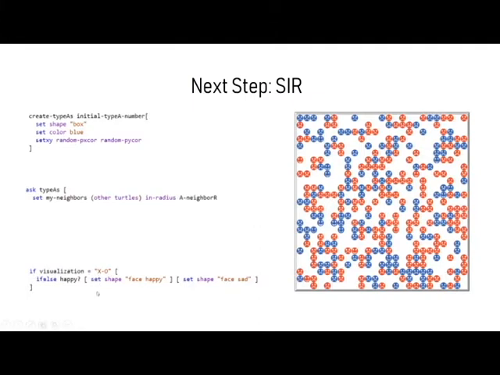And the third one is a visualization feature. So the happy and sad face could potentially be turned into a graphic showing whether the agent is infected, recovered, or in a healthy mood.